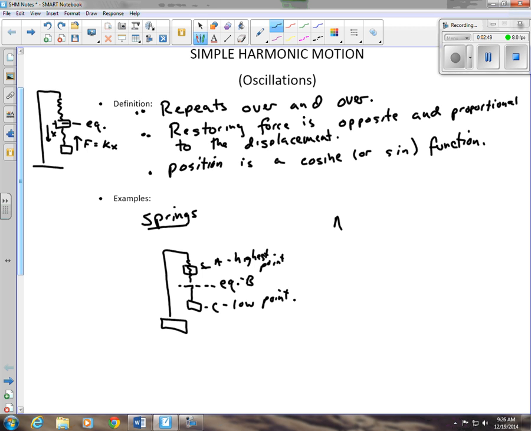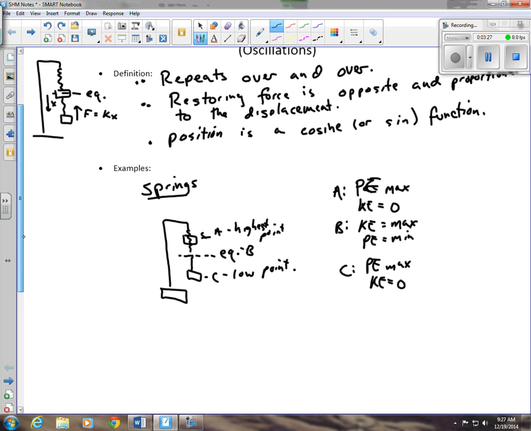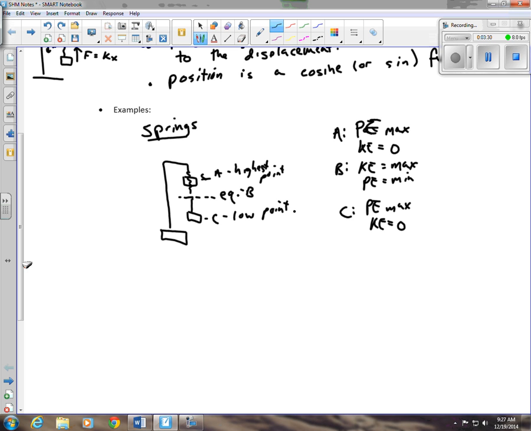If I look at the energies, at A it has maximum potential energy, and the KE there will be 0. The mass turns around at that point. At point B, the KE is a maximum and PE is a minimum. Then at point C, it's back to all being PE. PE is maximum and the KE is 0. It's just going to keep going back and forth, changing from potential energy to kinetic, to potential, back to kinetic. If we ignore friction, we continue to do that forever.